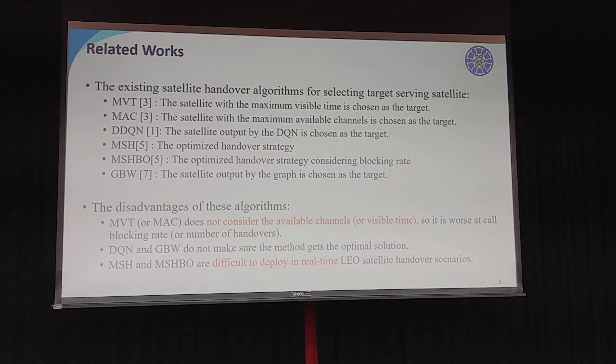Although these methods include specific metrics, they still have several limitations. Some methods cannot balance blocking probability and handover cost simultaneously. Some optimization-based methods are computationally expensive and difficult to deploy in real-time environments. And conventional DQN-based methods may suffer from unstable decision-making.